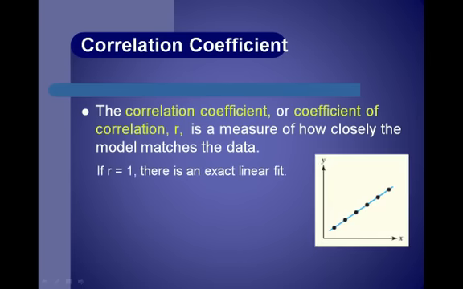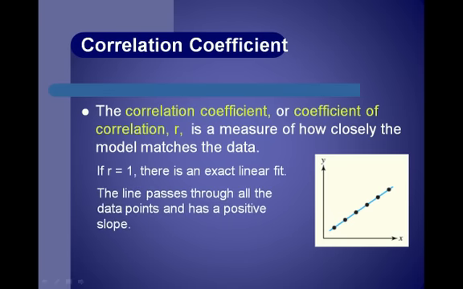If r is equal to 1, if the correlation coefficient is 1, that means that there is an exact linear fit and the data matches that formula. The line passes through all the data points and has a positive slope.